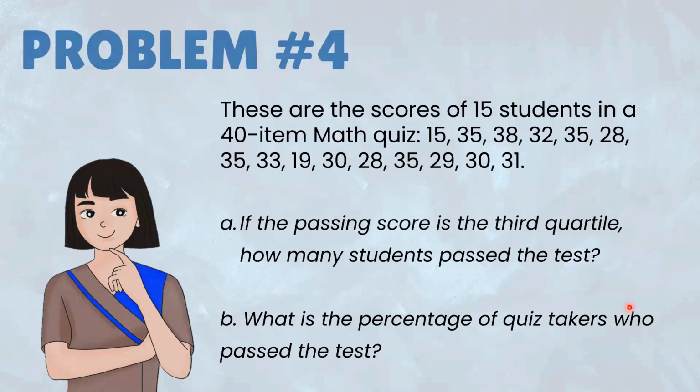Let's try problem number 4. These are the scores of 15 students in a 40-item math quiz: 15, 35, 38, 32, 35, 28, 35, 33, 19, 30, 28, 35, 28, 29, 30, and 31. If the passing score is the third quartile, how many students pass the test? And what is the percentage of quiz takers who pass the test?